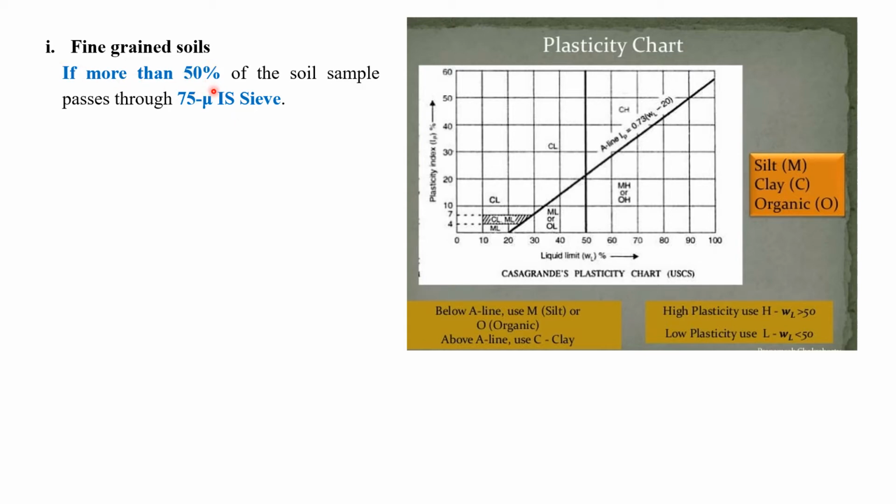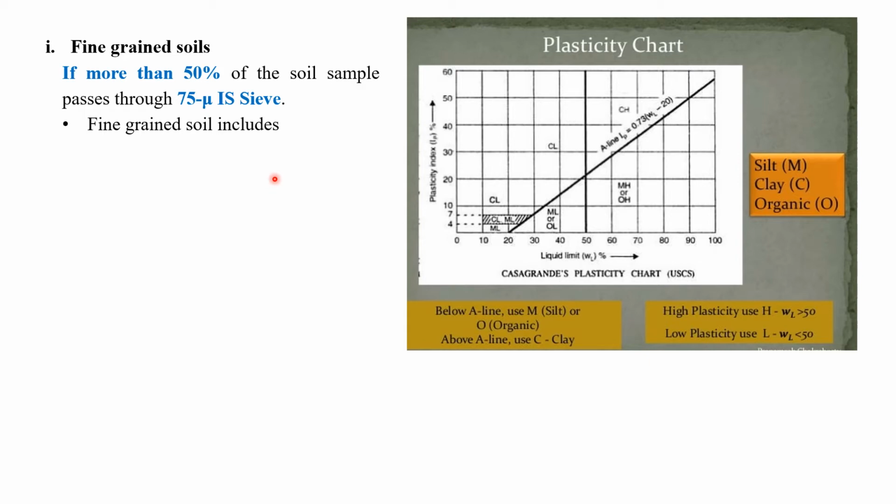Suppose 80% is going to pass, which means 400 grams passes and only 100 grams remains. So more than 50% passes, and in that situation we call it fine grain soil. And coarse grain soil is when more than 50%, say 400 grams, is retained on this 75 micron IS sieve. So we shall use this chart for soil classification, for fine grain soil classification.